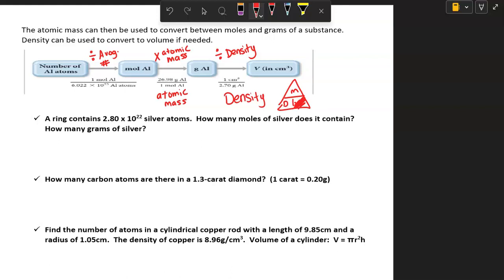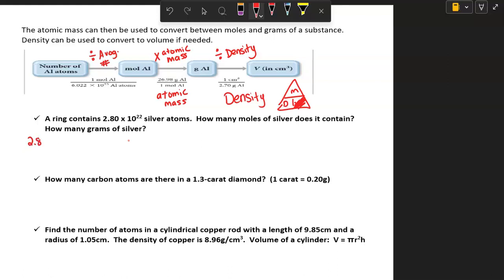Now, it doesn't have the arrows going, and I'm not going to draw them in, but if we were starting with volume and going the other direction, the operations would switch. So instead of divide, it'd be multiply, things like that. Okay, so let's take a look at a couple of examples here. A ring contains 2.8 times 10 to the 22nd silver atoms. So we know the atoms. How many moles of silver does it contain? How many grams? Well, according to this mole map, we're going to divide by Avogadro's number.